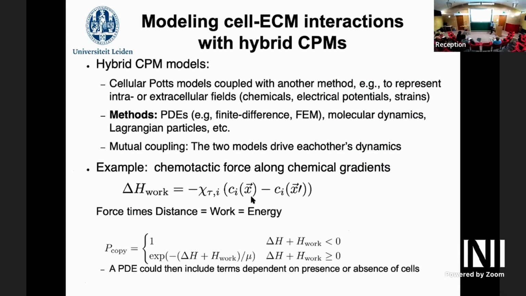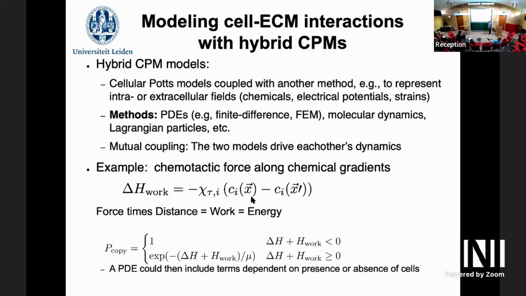So this is a bit of a messy slide, but basically what I'm going to show you now is to introduce hybrid cellular. So what we now have is our cellular Potts model, and we couple to that some kind of other model to describe the extracellular matrix. And these can represent intracellular fields or extracellular fields, things like diffusing chemicals, some kind of electrical potential. I showed you some examples in the introductory slide, but also stiffness, strains, etc. And these can then be all kinds of things, whichever you like.